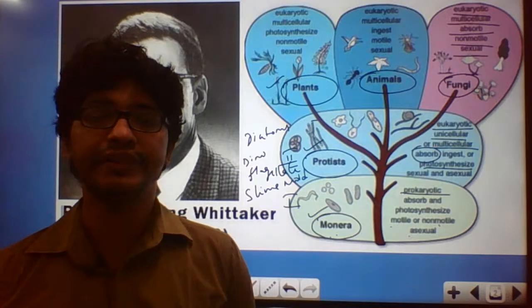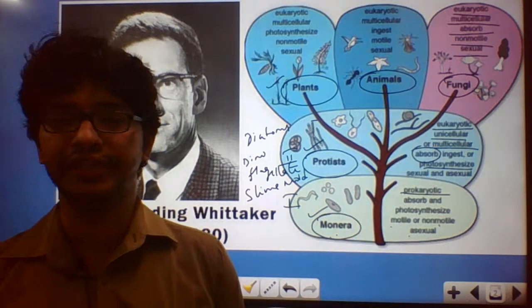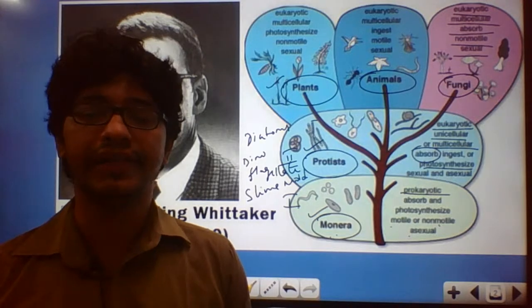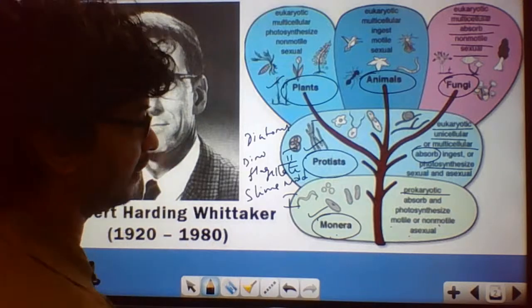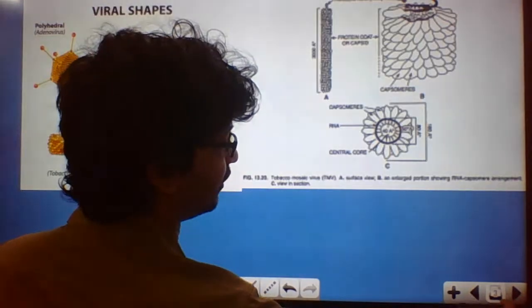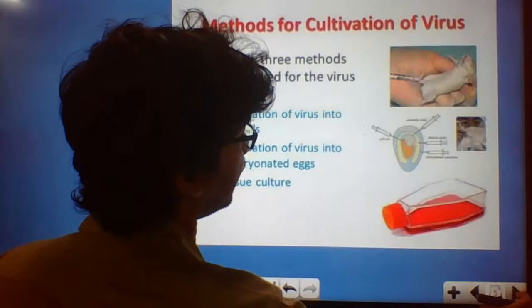So today, we're done with the outline of classification. Now we'll start with the biological classification. The first thing that we're going to discuss is viral groups. Once we're done with the viral group, then we'll start with the Monera and other kingdoms.